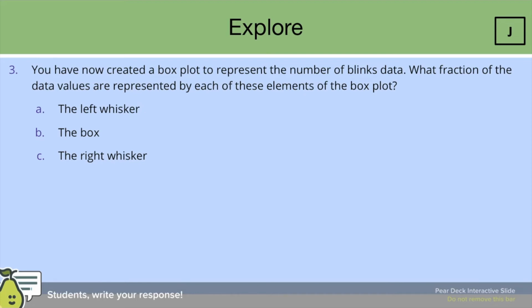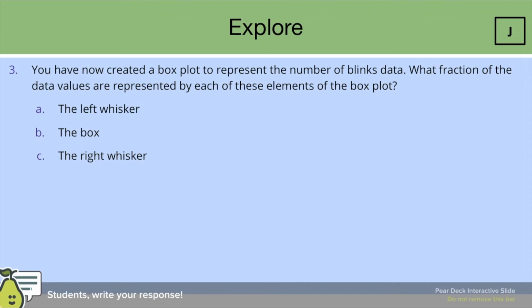B, the box, 1/2. The box contains the values in between the first and third quartile. There are 10 values, which comprises 1/2 of the data. C, the right whisker. The answer is 1/4. The right whisker contains all the data values from quartile 3 to the maximum. There are 5 points, which represents 1/4 of the data.